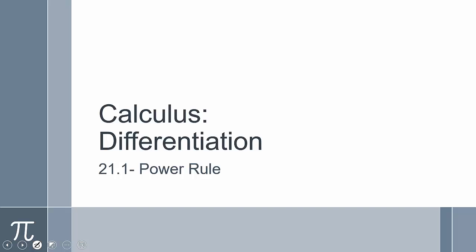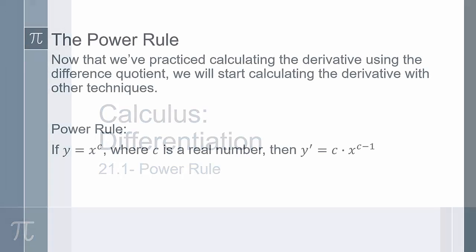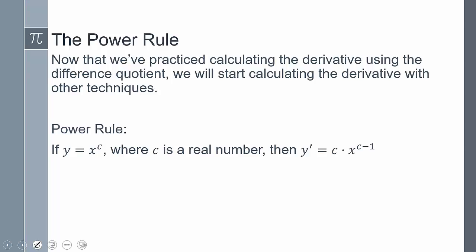Section 21-1, the power rule. So let's first go over the definition of the power rule. We've practiced calculating the derivative, and we did that using the difference quotient. Essentially that was the limit as h goes to 0 of f of x plus h minus f of x, all over h, right?